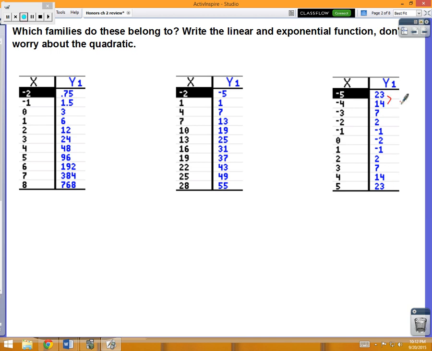So 23 to 14, that's changing, what did that change, 9? So it's going down, so negative 9. 14 to 7, that went down 7. 7 to 2, that went down 5. 2 to a negative 1, that went down 3. 1 to a negative 2, went down twice. So it's changing at a changing rate.